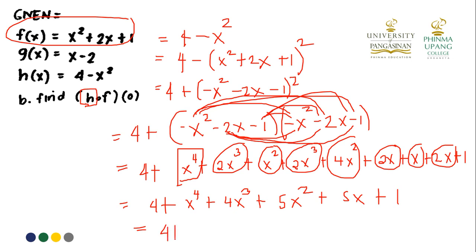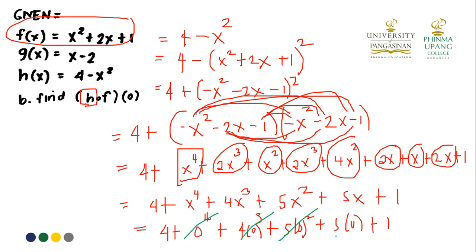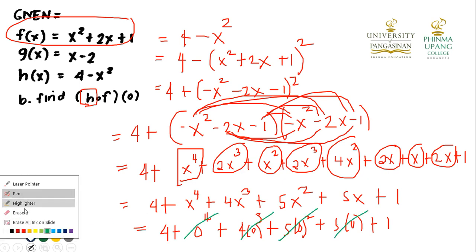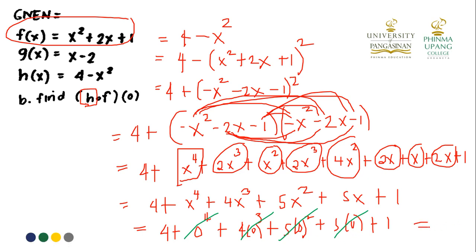I know. 4 plus 0 is to 4, plus 4 raised to 0 is to 3, plus 5 raised to 0 is to 2, plus... this is long. Do you get it? Cancel. The final answer is 5.